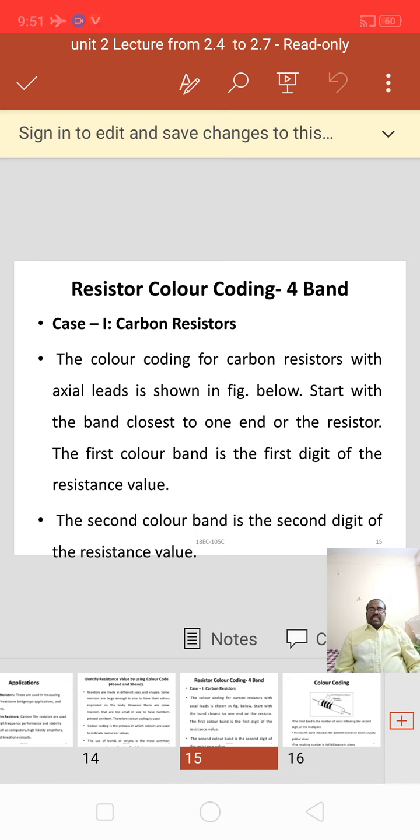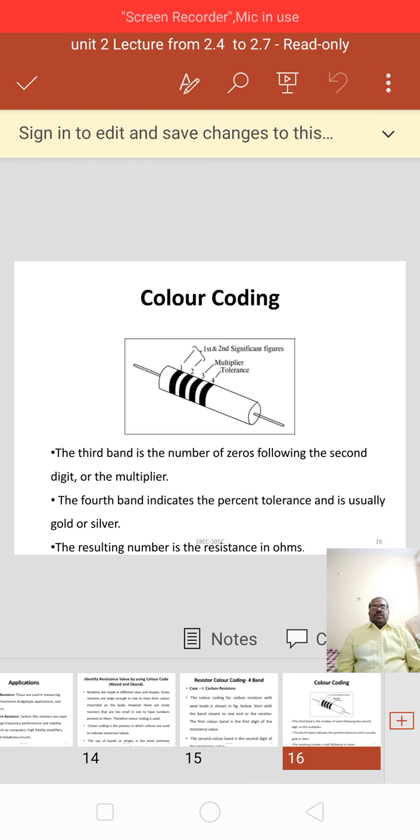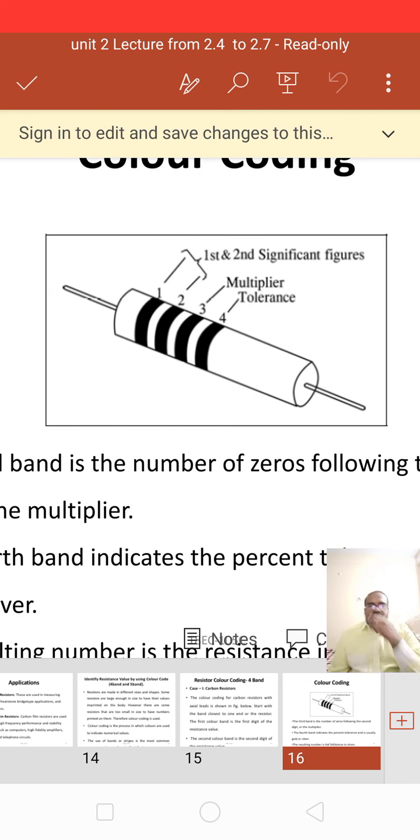The first color band is the first digit of the resistance value. The second color band is the second digit of the resistance value. Here I have given a resistor figure with the color coding. See here, there exist four bands, 1 2 3 4. Bands 1 and 2 give the significant figures, that is the first digit and the second digit.